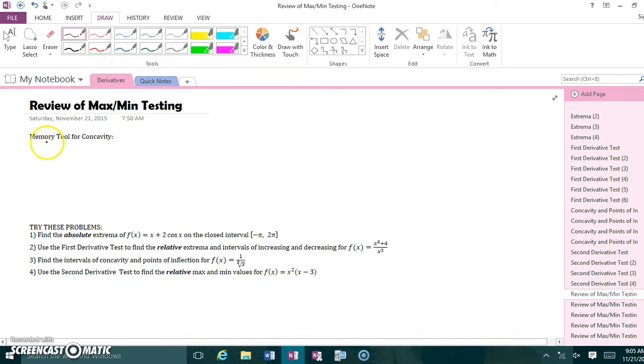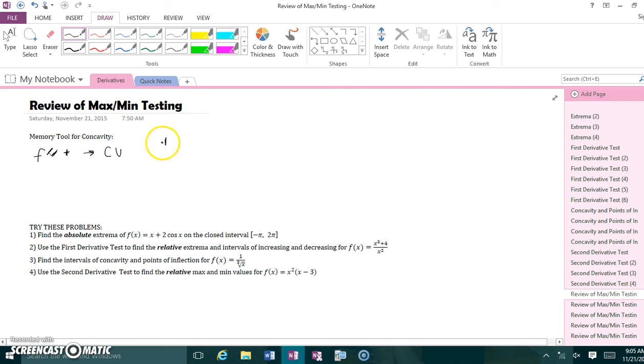I'm just going to show you a quick little memory tool that I saw to remember concavity using the second derivative. So some of you mix up how to tell if it's concave up or concave down from the second derivative. So I saw this once and it might help you. If it's not going to help you, then just disregard this. But we know if the second derivative is positive, that means it's concave up.